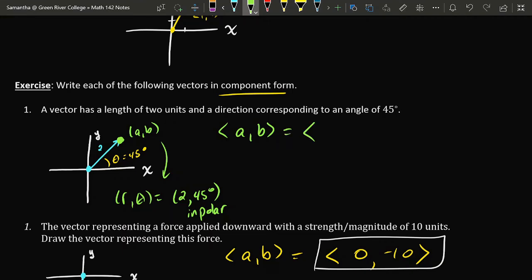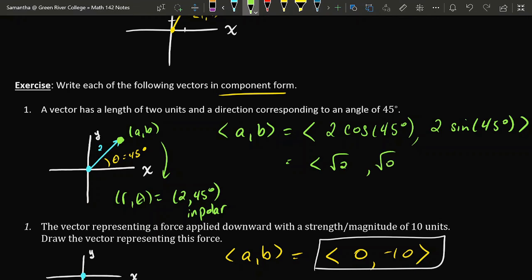The x component, the horizontal component of this vector, can be found by taking 2 times cosine of 45 degrees. And the y component can be found by taking 2 times sine of 45 degrees. So that would be equal to square root 2, and this would be the component form of the vector, which is drawn here, the vector of length 2 units with a direction of 45 degrees.